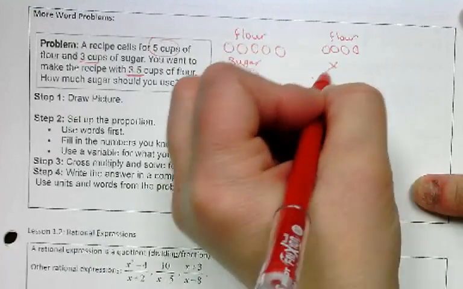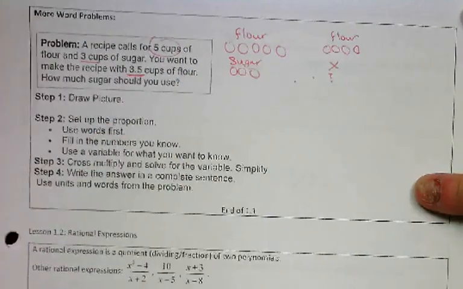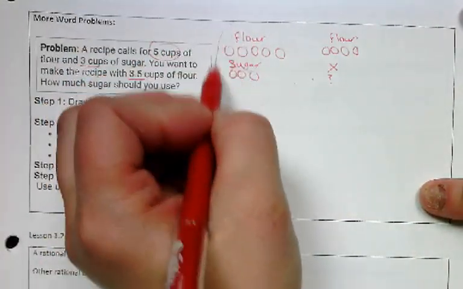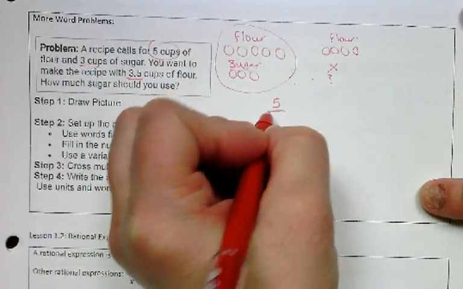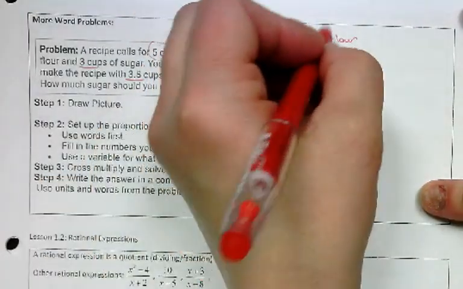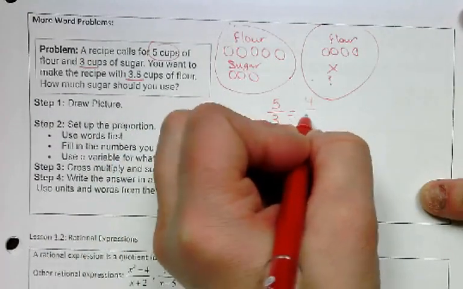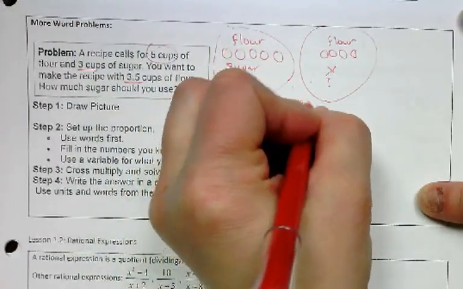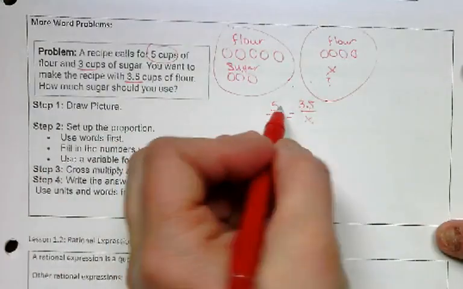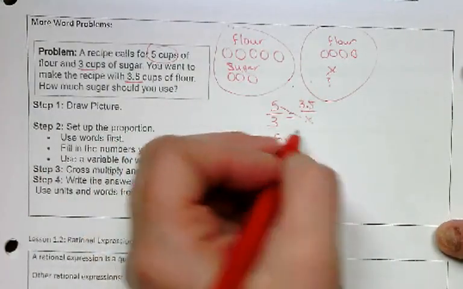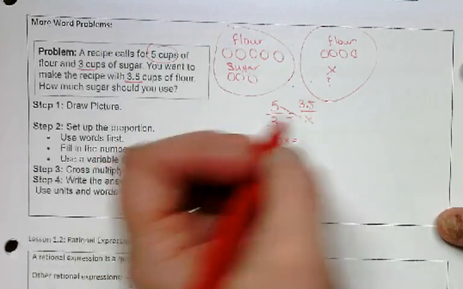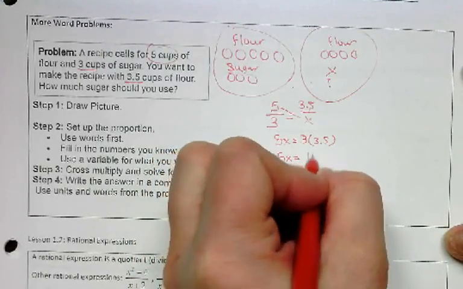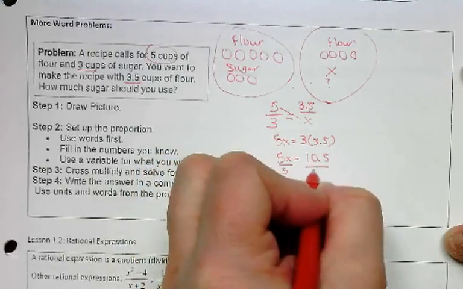All right, so now we're going to set this up, and I'm just going to use this one. So 5 over 3 equals, to this one, 3.5 over x. Now I'm going to do my cross multiplication, so I get 5x equals 3 times 3.5. So 5x equals 10.5. Divide both sides by 5, and I get x is about 2.1.